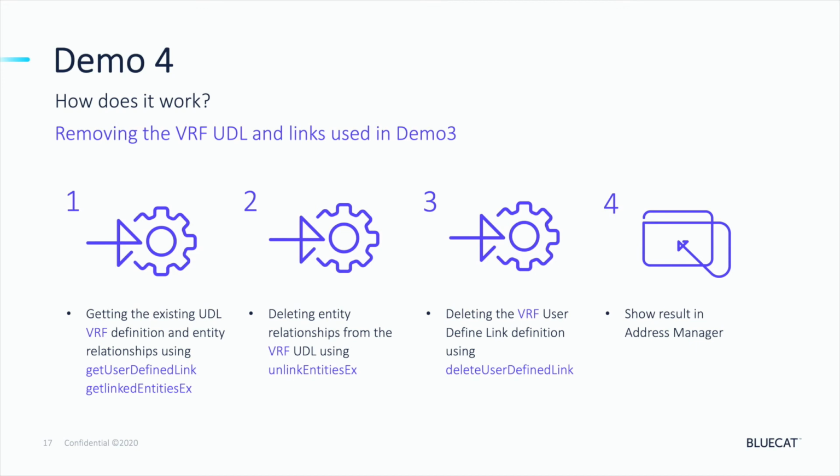In our final Demo 4, we're going to take a look at the life cycle of a user-defined link. We're going to start by getting the existing VRF link definition we created in Demo 3 using the Get User Defined Link API, and then all the entities that are currently linked together under this UDL using the Get Linked Entities EX API. We'll remove one of the existing links using the Unlinked Entities EX API and check the results in Address Manager. We'll then remove the remaining links and then call the Delete User Defined Link API to remove the VRF UDL definition completely. After doing this, we'll confirm in the Address Manager that the UDL definition has disappeared and the links are no longer present on our device.